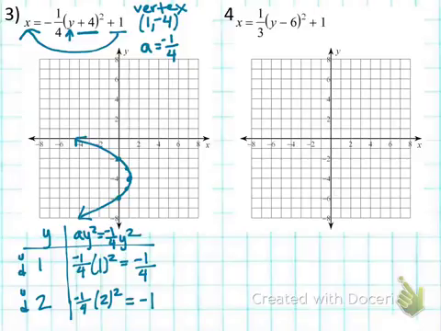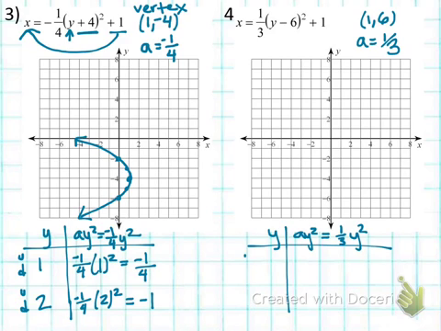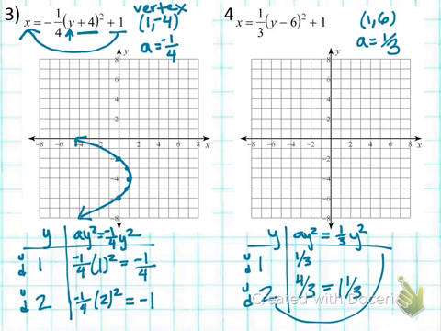Okay, and again, similar for number 4. So in class, students did this one on their own. The vertex would be 1 and then +6. A equals 1/3. I set up my table with 1/3 in for A, plugging in 1 and then 2, squaring and multiplying by 1/3, I get 1/3 and then 1 and 1/3, because 2 squared gives me 4 times 1/3 is 4/3, which is just 1 and 1/3.